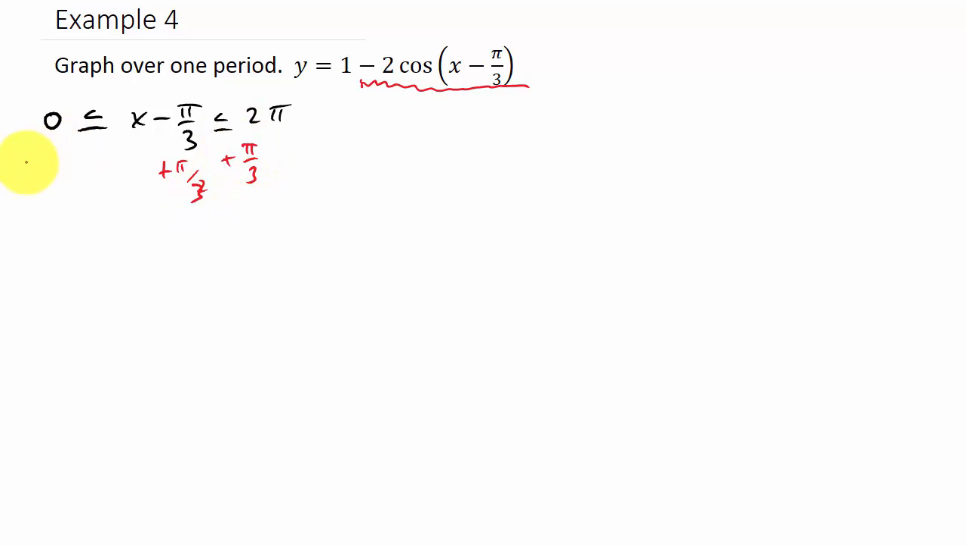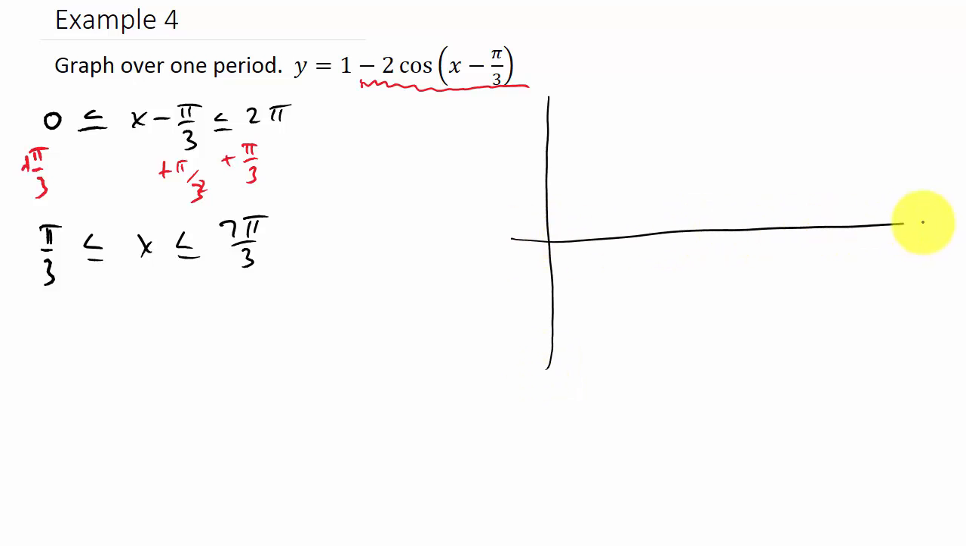Add pi over 3 to everything. And so that's going to give me pi over 3 less than or equal to x less than or equal to, what is that, 7 pi over 3. Alright, so let's go ahead and mark that off. So we have pi over 3 and we have 7 pi over 3.